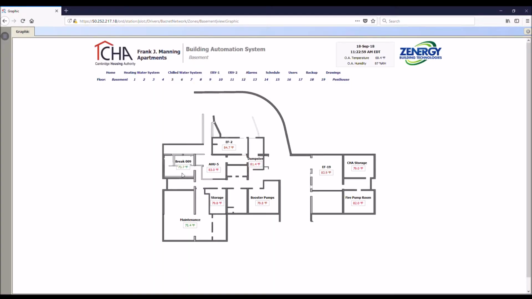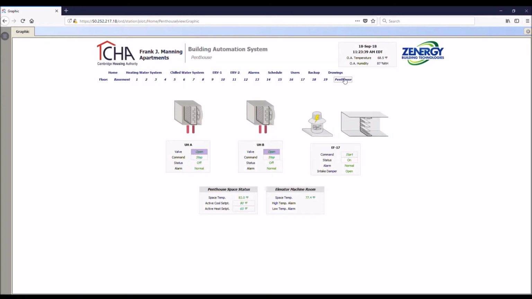In the basement, it's mostly just heating. Besides, the break room has cooling, but otherwise everything in the basement is just heating. Here we're using that AppStat to control unit heaters, and then there's also an AppStat that does the heating and cooling fan coil unit in the break room. We're also monitoring the space temperature for a couple exhaust fans that are wired back to a common controller in this booster pump room.